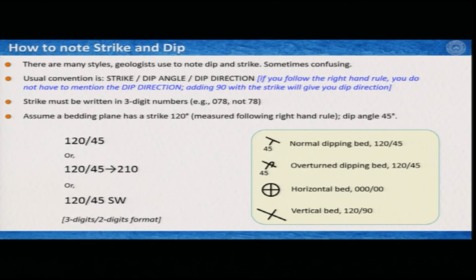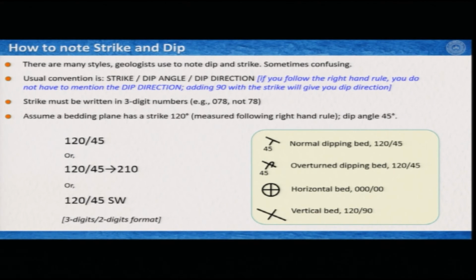Now, how to note dip and strike in your field book? That means you measure in the field, fine, but you have to note it so that you can reproduce it in the map or later use it for analyzing data, because in the field you measure 100, 200 and so on dip and strike data. Interestingly, there are many styles. Structural geologists note dip and strike, and sometimes they are confusing. So, I am giving you the general ways people write.